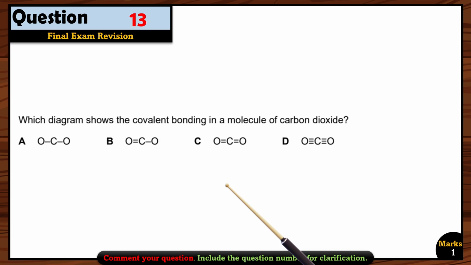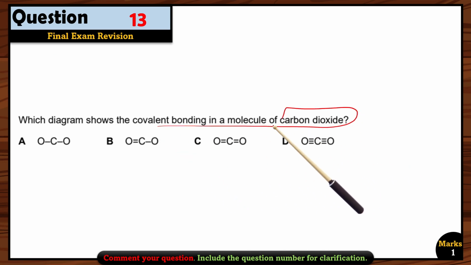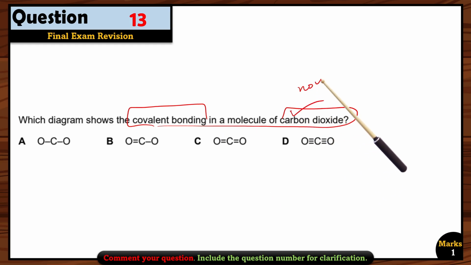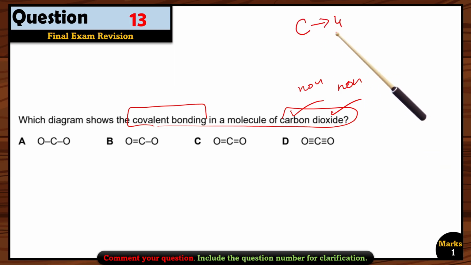Question 13. Which diagram shows the covalent bonding in a molecule of carbon dioxide? Again, how will you know that it's covalent bonding? It's already given in the question. But sometimes if they don't give it, you just have to look: carbon is a non-metal, and oxygen is also a non-metal, so it's a covalent compound. Whenever you are looking at the bonding, you have to remember their last shell electrons: how many electrons are present there and how many they need. Carbon belongs to group 4, so how many electrons does it need? It needs 4 electrons. So its oxidation number is 4.